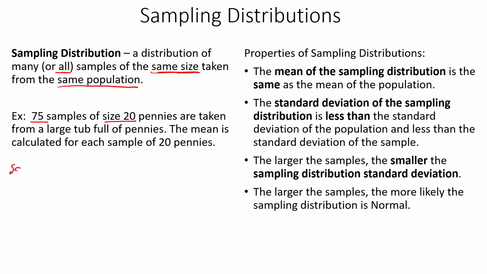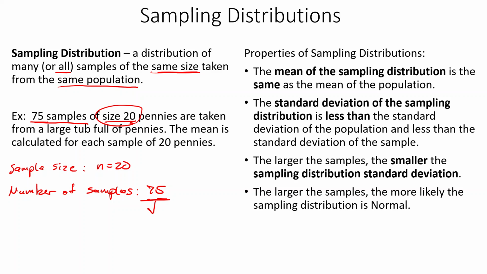Then we would say that the sample size here, our n, is 20. Each sample was 20. And then the number of samples that we took would be the 75. We took 75 samples. All right, so that's what makes this a sampling distribution, that we're taking many samples. So this makes it a sampling distribution. I mean, it's not a complete sampling distribution, but it's a start.